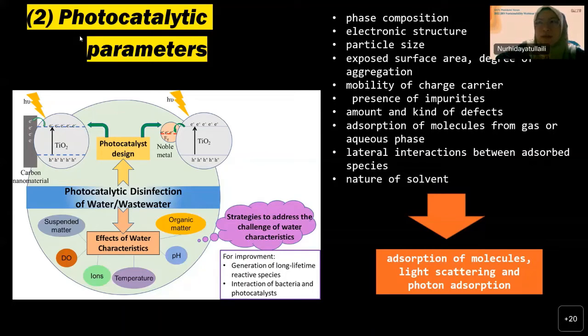And for that, some improvement should be highlighted in terms of generation of long lifetime reactive species and the interactions of the pollutant with your photocatalyst system. This means that the surface of your photocatalyst system needs to be manipulated to make sure that it will have good interactions with the type of your targeted water pollutants.